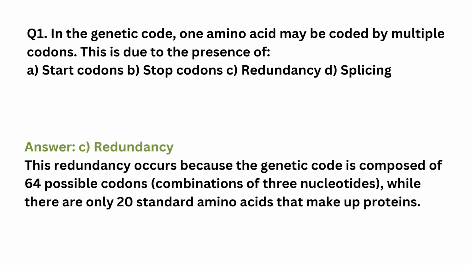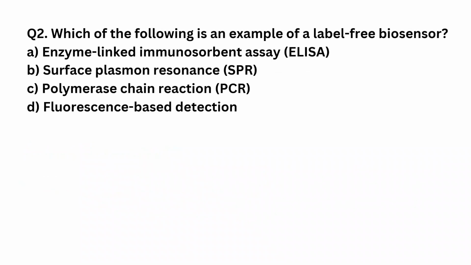So the answer here is redundancy. This redundancy occurs because the genetic code is composed of 64 possible codons, combinations of 3 nucleotides, while there are only 20 standard amino acids. So there is the redundancy, and one amino acid may be coded by multiple codons. Which of the following is an example of a label-free biosensor?